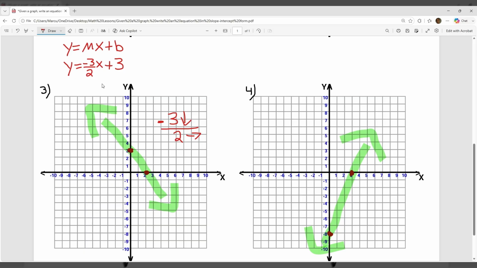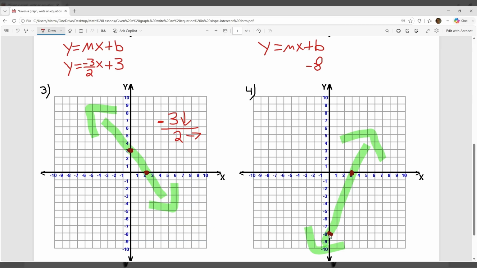Now let's proceed to question 4. Same idea: y equals mx plus b. So let's start with b first, which is the y-intercept. Looking at the y-axis, take your time, and right there, negative 8. So that's your b, which is your y-intercept. And then we're going to go for the slope.